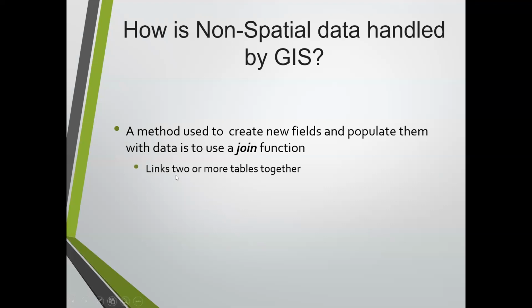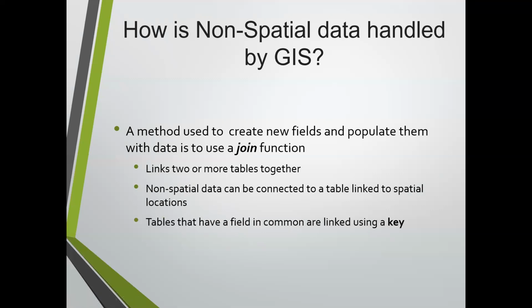So this allows you to link 2 tables or more together, one that may not have a spatial component and one that does, and they have to have a commonality. So your non-spatial data can be connected to data that is linked with spatial data. In order to do this, the tables have to have a common field. Remember, the field is the vertical lines. So for instance, state in one and state in the other. When you have the 2 fields in common, this is called a key. It's like the key in one fits the lock in the other. So the values have to be the same in both tables.